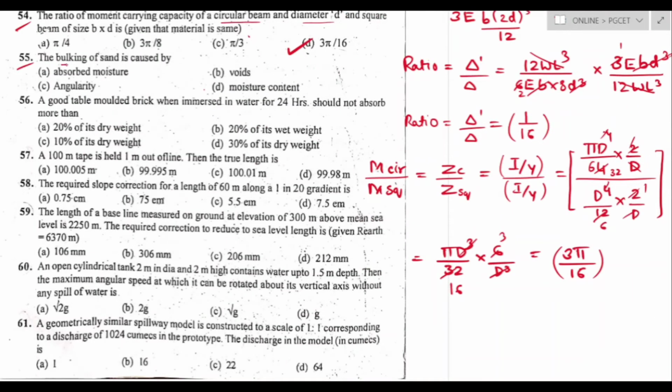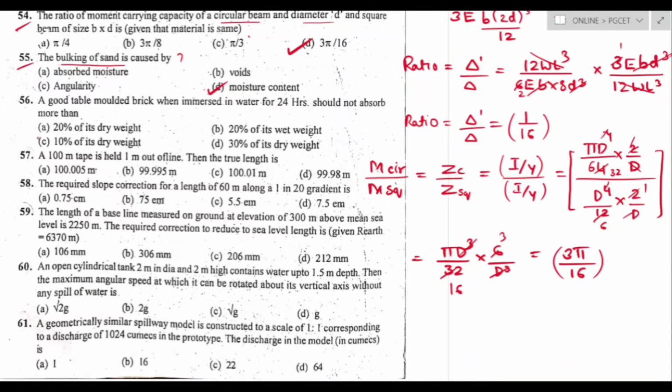Question number 55. The bulking of the sand is caused by. Bulking of the sand is caused by increase in the moisture content of the sand, and if the sand is finer, then there will be more increase in the volume. So option D is the right answer.